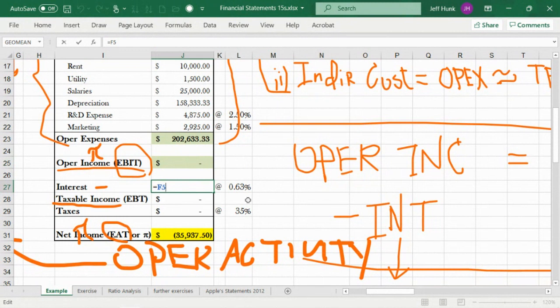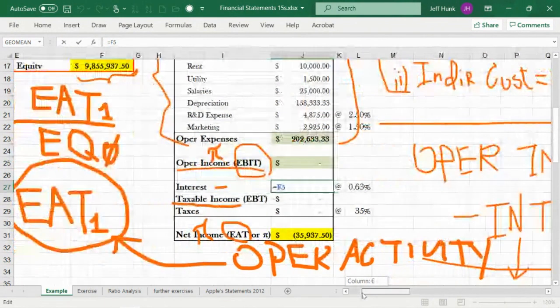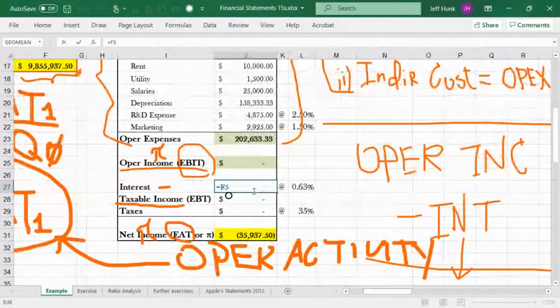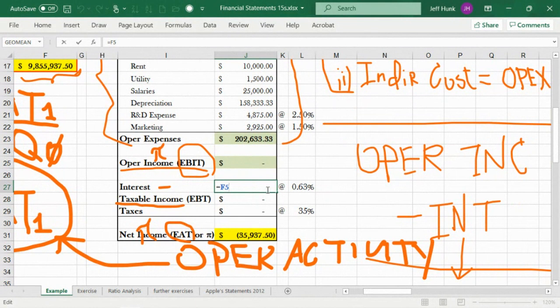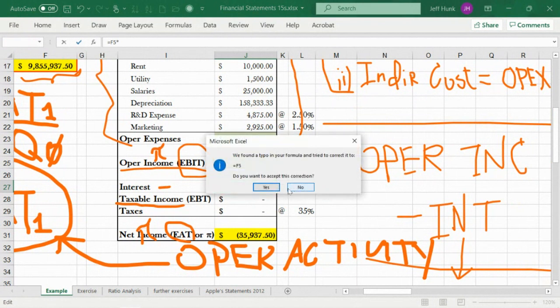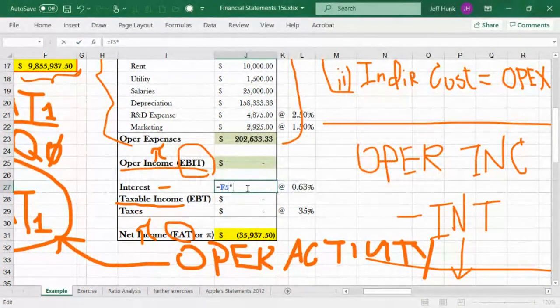For example, this is calculated as F5. What is F5? First of all, that must be debt, right? And then times the 0.63, that is the interest rate, okay? And by doing that, right?